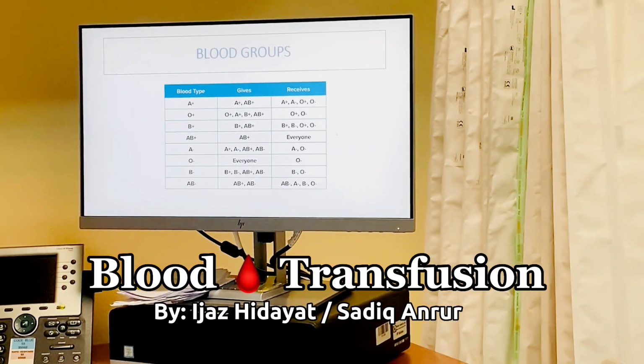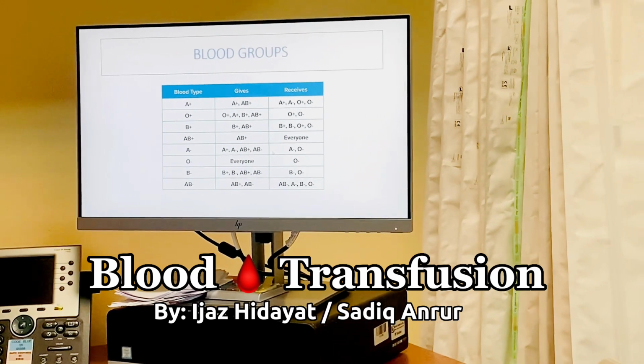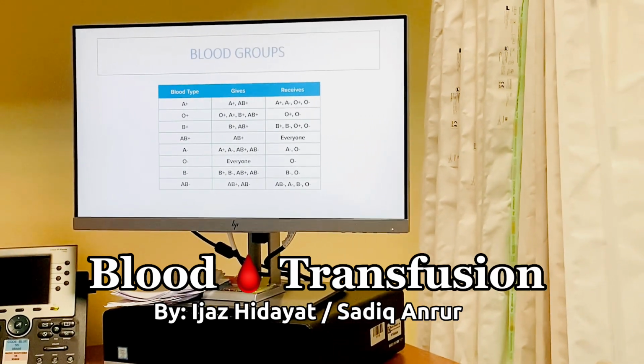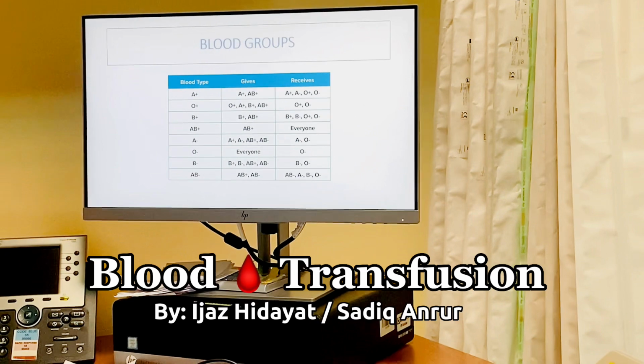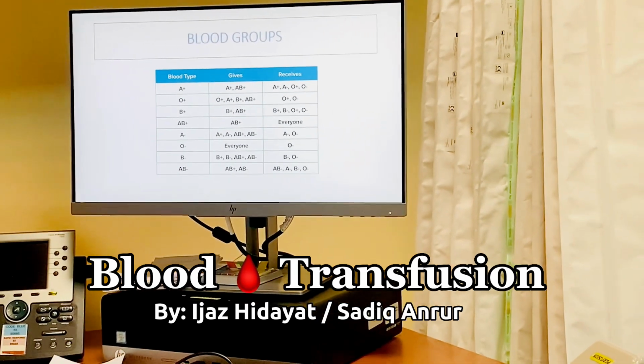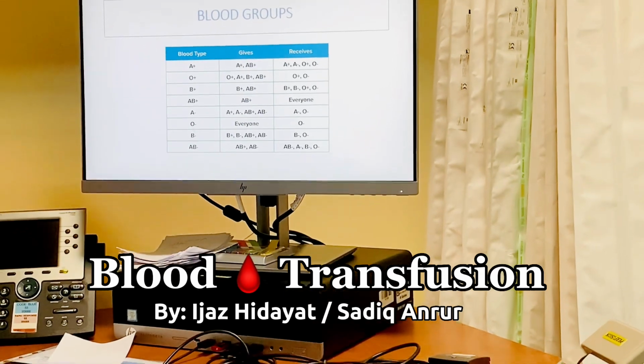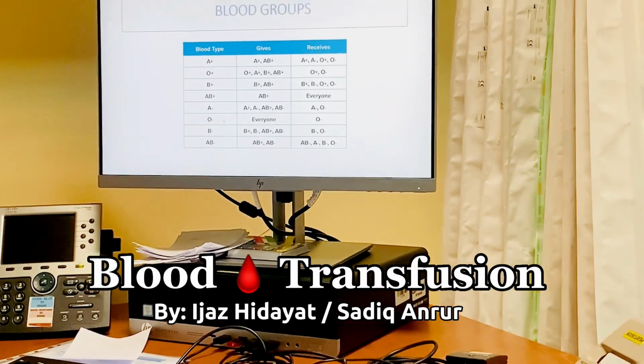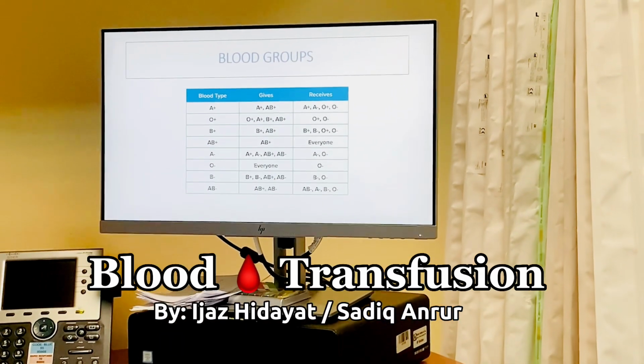So who is the universal donor? O positive is your universal donor, and the universal receiver is AB positive. Hope it is clear for the blood grouping.